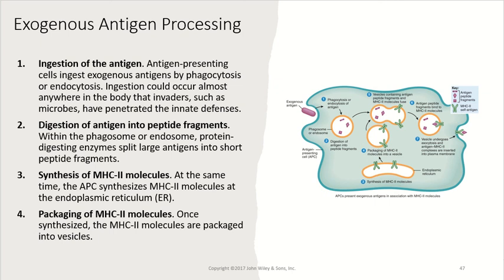Within the phagosome or within the endosome, protein digestion enzymes are going to split large antigens into short little peptide fragments. Then we have the synthesis of our MHC2 molecules. At the same time, the antigen-presenting cells synthesize our MHC2 molecules at the endoplasmic reticulum. Then we have packaging of our MHC2 molecules. Once synthesized, they are packaged into little vesicles.